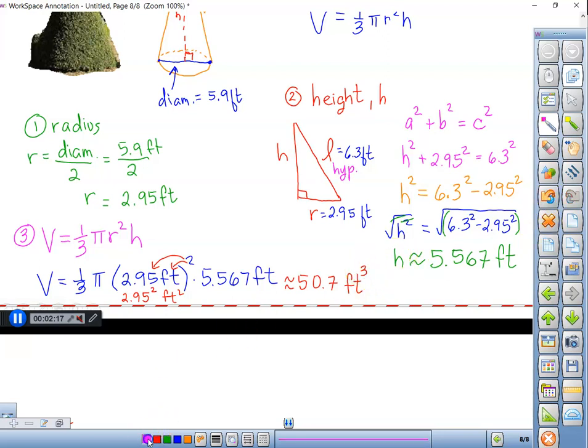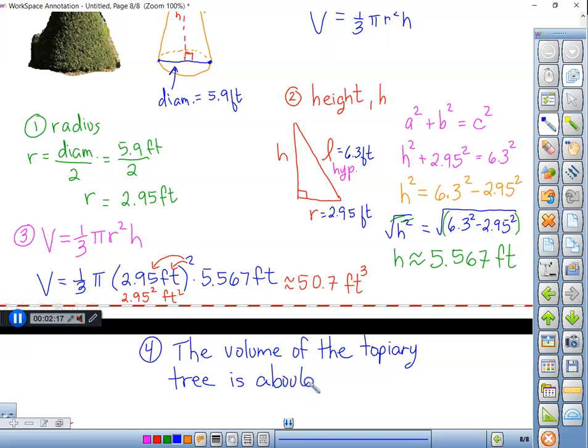So now all that remains is my conclusion. So the volume of the topiary tree is about 50.7 cubic feet.